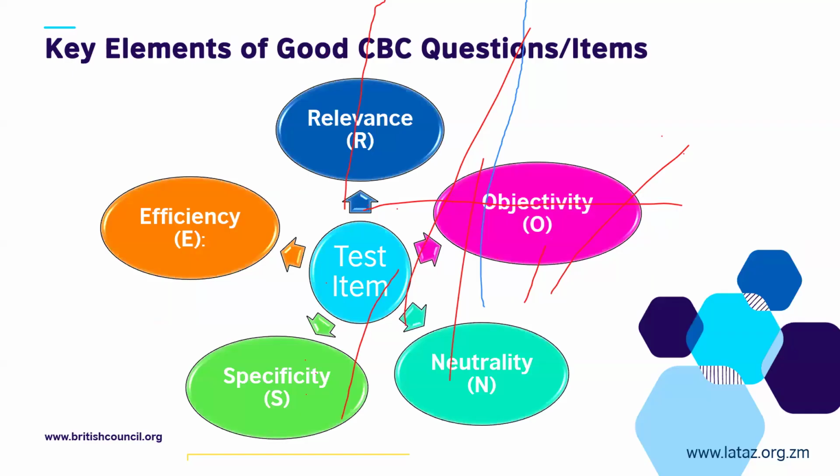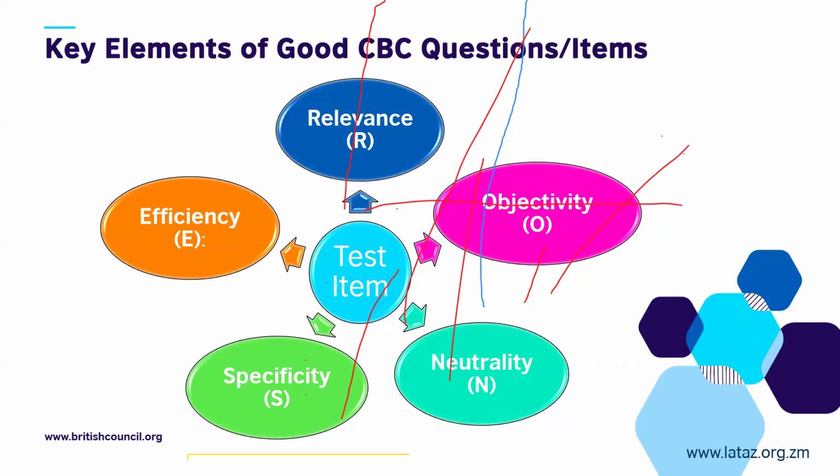Thank you. Okay. Key elements of good CBC questions: we are saying relevance. The question must be relevant. The question must be efficient. The question must be objective. The question must be specific. And the question must be neutral.